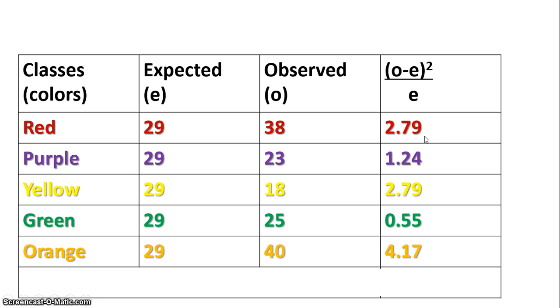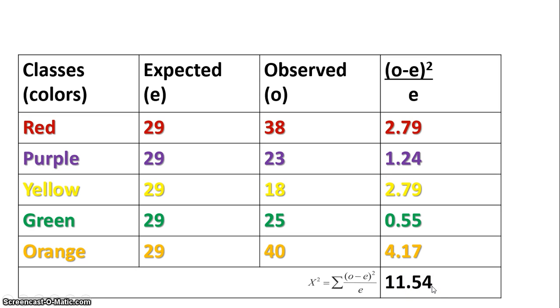I did the exact same thing for my purple, for my yellow, for my green, and for my orange, and that's what these numbers right here are. Okay? Now finally at the end, I'm going to need to find the sum of these. So if you look at your chi-squared formula, you'll have that weird little S-looking thing in front. That's the sigma. That means the sum of. So my chi-squared is the sum of all of these guys, which gives me a chi-squared of 11.54.